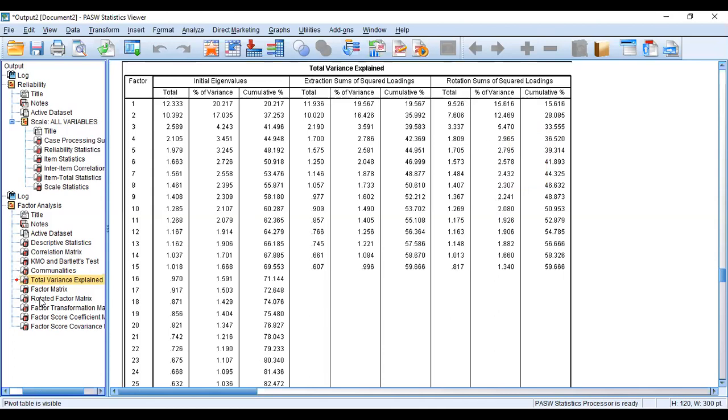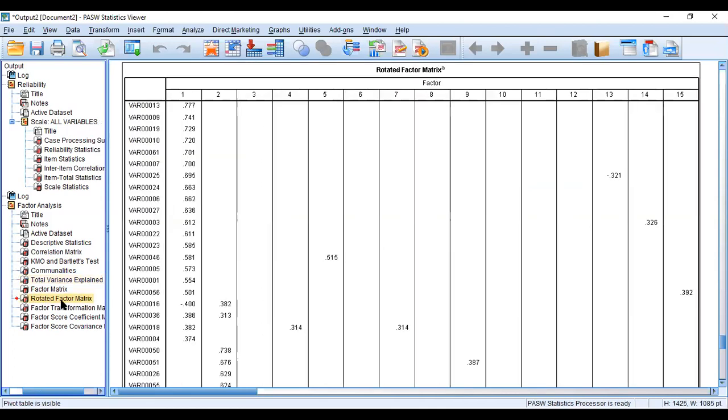So we'll see the rotated factor matrix. I have clicked here rotated factor matrix, and it can be seen here. These 1, 2, 3, 4, 5, 6, 7, and 15 are actually the number of factors. And under factor 1, these are the questions. So question number 13 has clubbed with the value of 0.777 under factor 1, question number 19 under factor 1, and similarly we see for all these under factor 1.